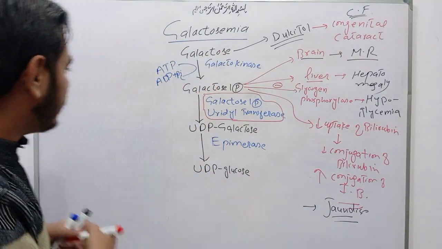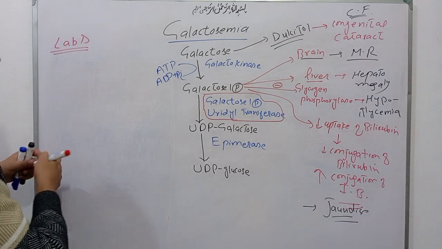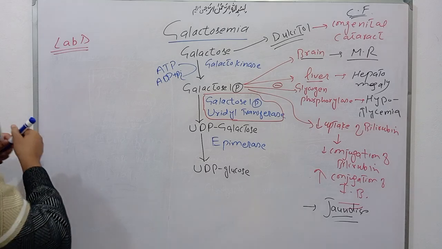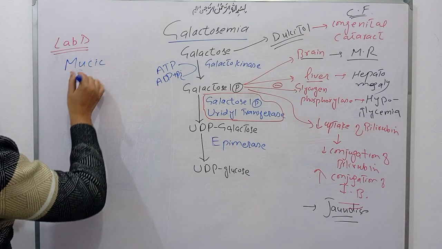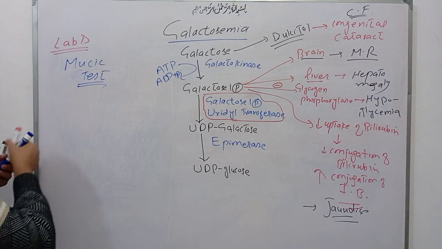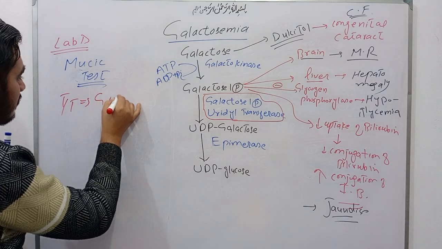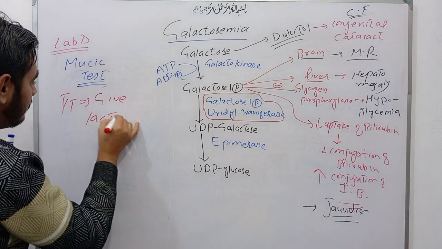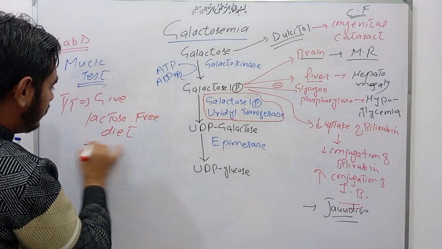Okay, now coming to the lab diagnosis. The mucic acid test is done to detect galactose in urine, and the treatment is to give a lactose free diet.